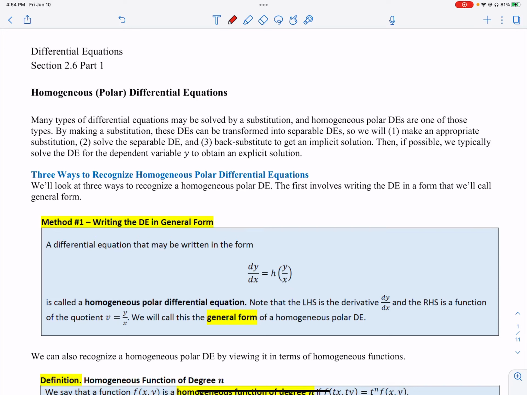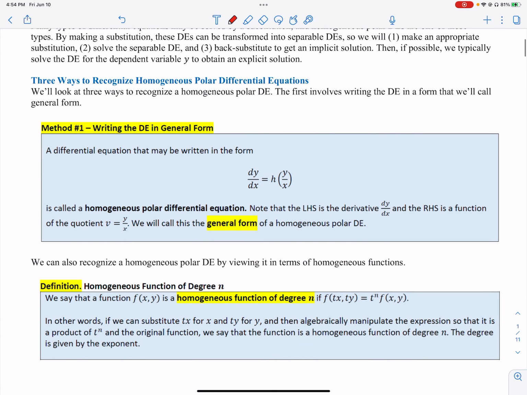In this video, we'll begin our discussion of section 2.6, part 1. There will be a part 2 right after this. These are about something called homogeneous polar differential equations. The reason that polar is there is, unfortunately, we are going to deal with another set of DEs later this semester that are also called homogeneous, but we don't call them polar. It's without. So we have to work our way up into what a homogeneous polar DE is.